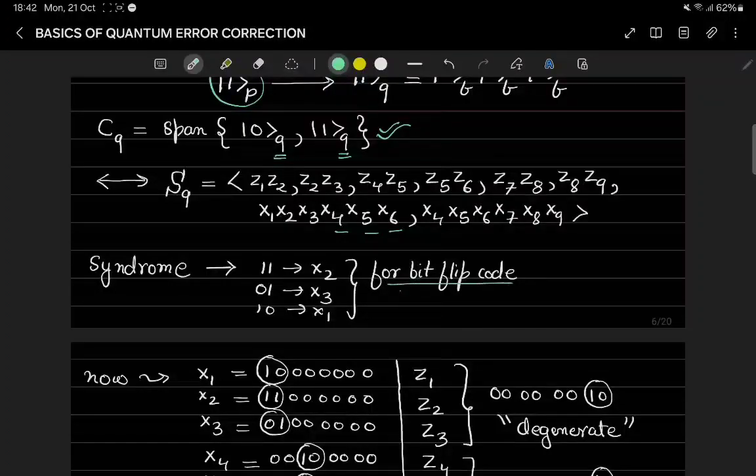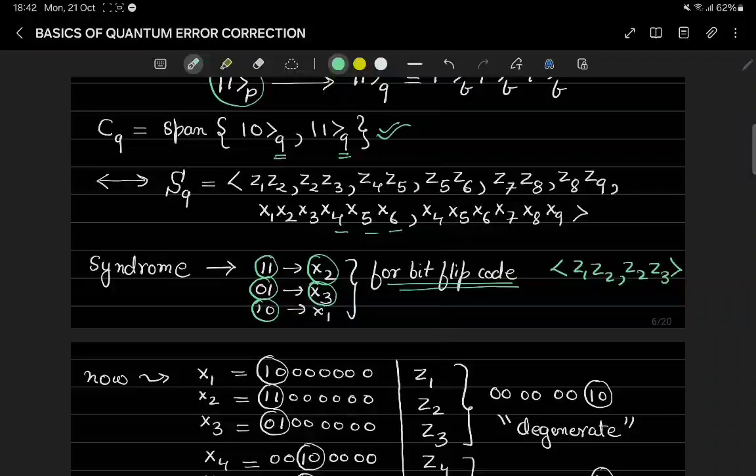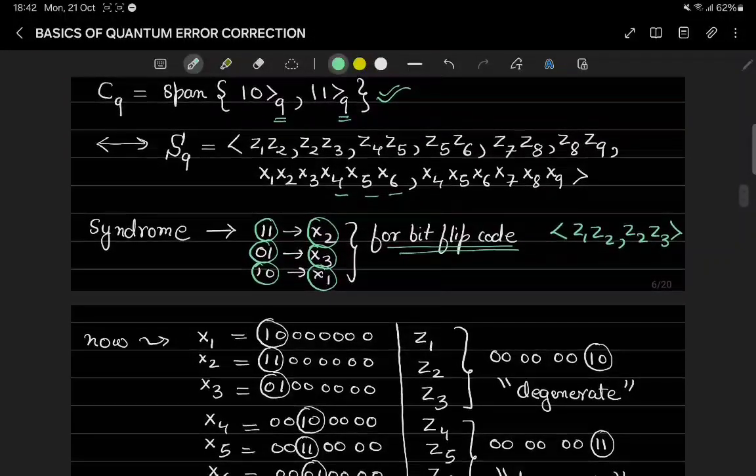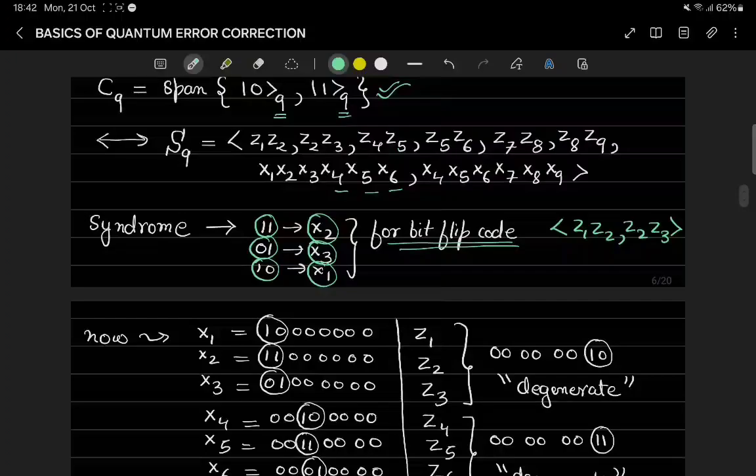So for the bit flip code, for which the stabilizers were Z1, Z2 and Z2, Z3, if we remember, we had syndrome 1, 1 associated with the second flip, syndrome 0, 1 associated with the third qubit flip, and syndrome 1, 0 associated with the first flip. Now we will use that to deduce the syndrome in the case of the Shor code.